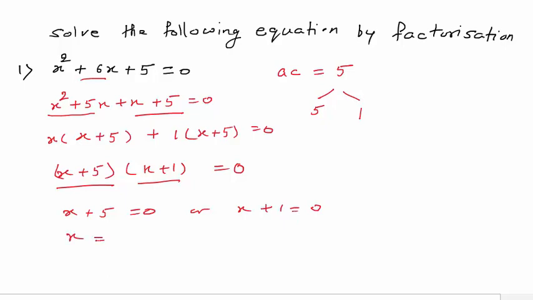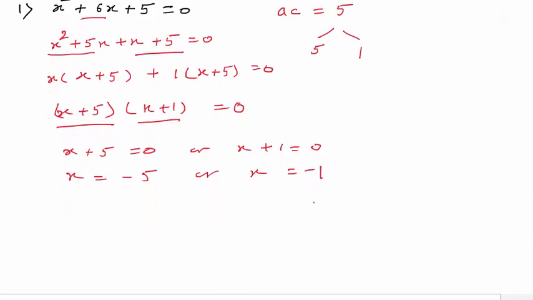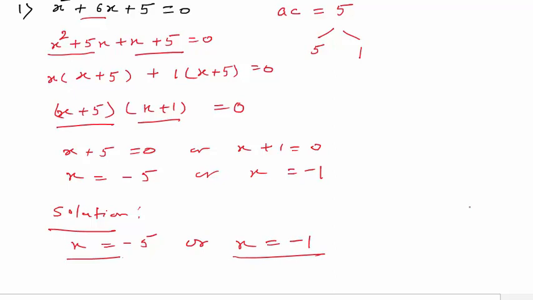Now x plus 5 equal to 0 will give me x is equals to minus 5, or x is equals to minus 1. So x is equals to minus 5 and x is equals to minus 1 are the solutions. So finally I can write solution is x is equals to minus 5 or x is equals to minus 1. Now we see the second problem.